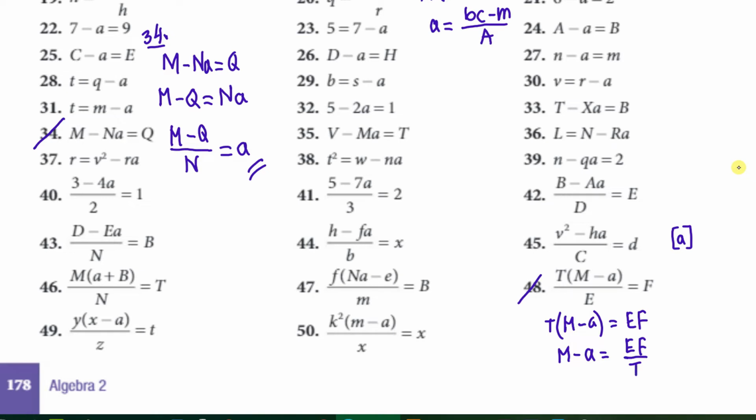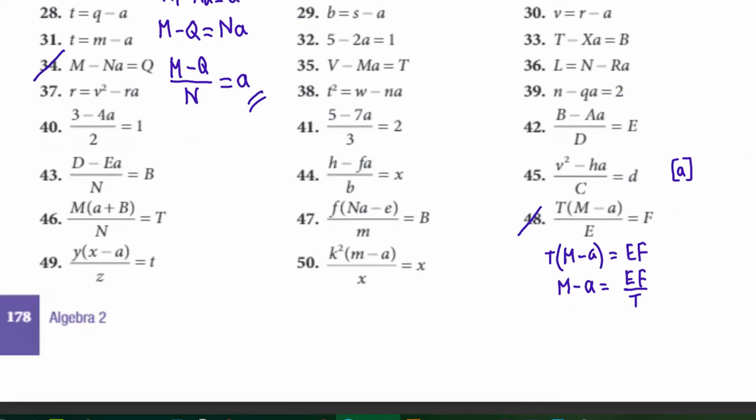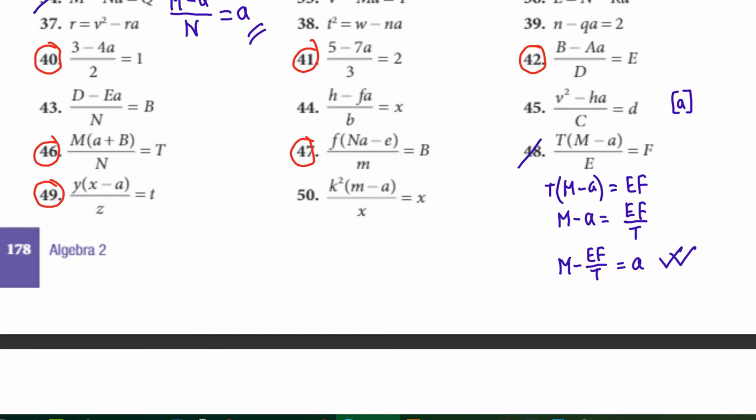Then, with capital M minus A, T as a multiplier, we can write EF divided by T. Now our target is to make A the subject. Let's take A to the right side and the right side part to the left side. So you can write M minus EF by T equals A. So actually this is our answer. This is another way, rather than removing the bracket, we can also do it this way. Hope the way I did the question is clear.